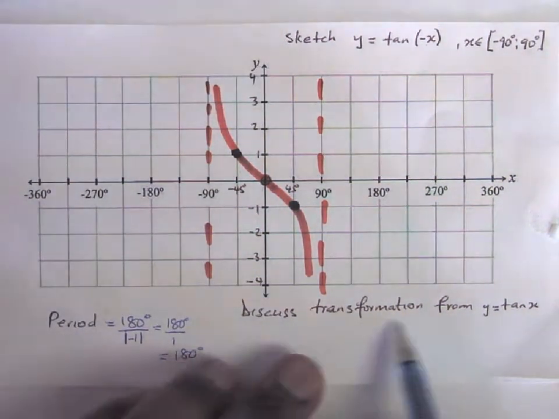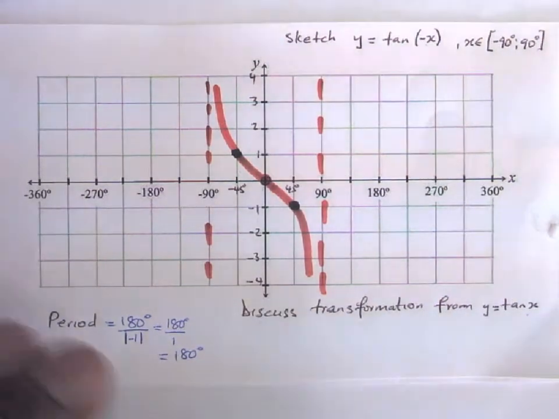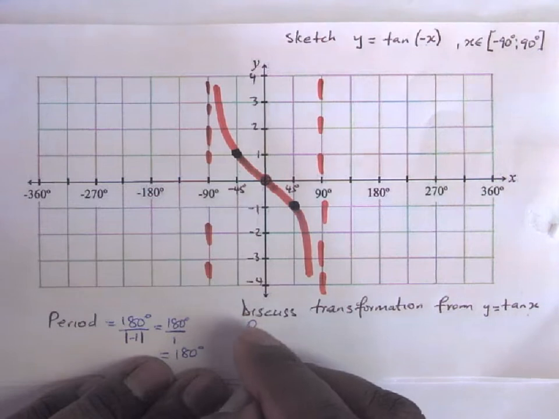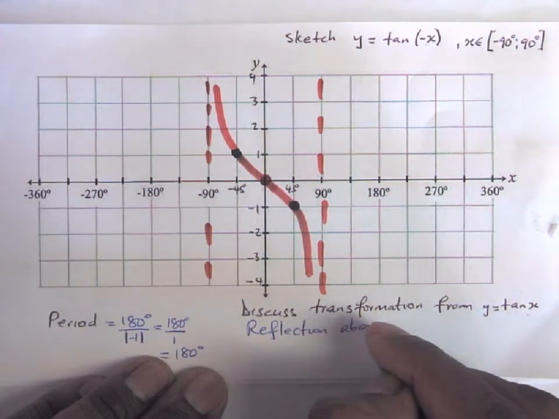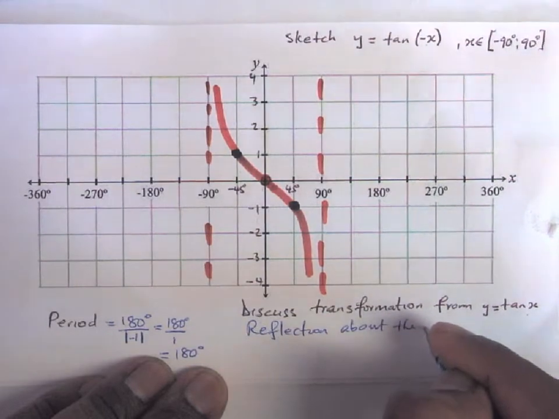Now discuss the transformation of this graph. What has happened? You can see we said it's a reflection about the y-axis. So this one here is a reflection about the y-axis.